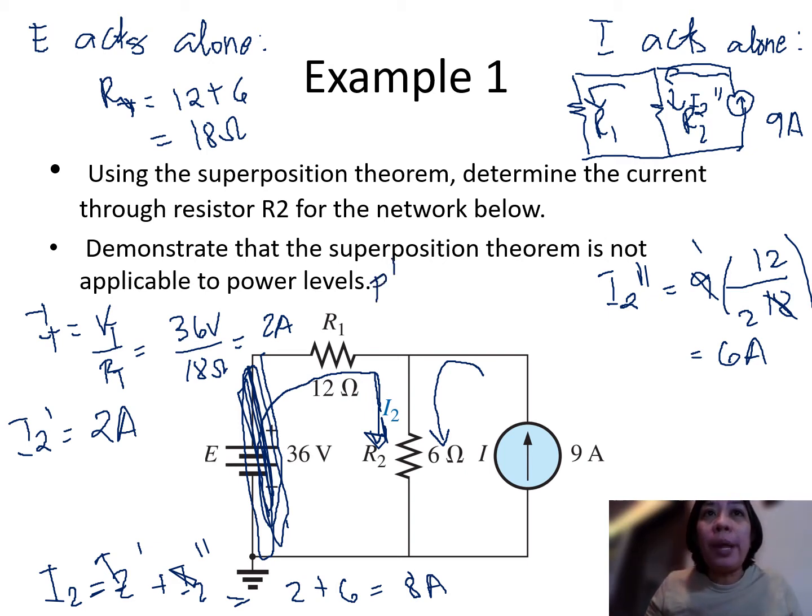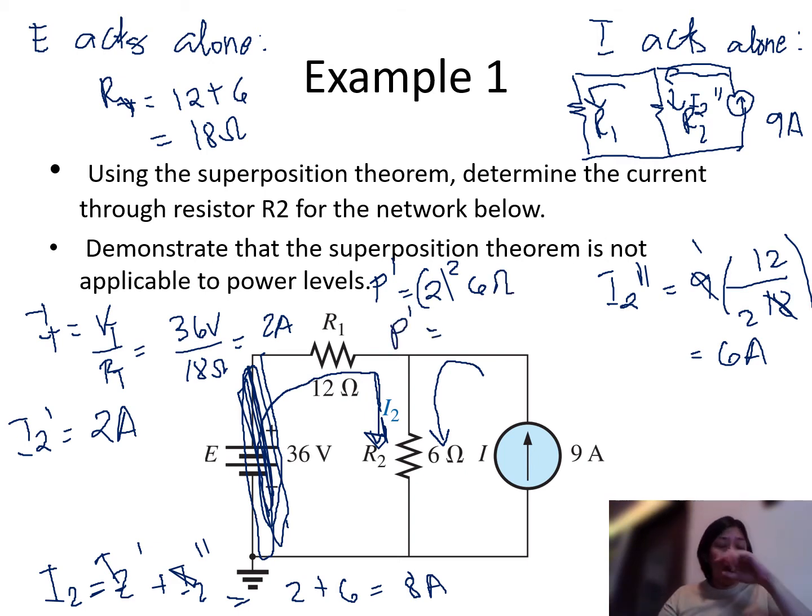Let us call this power prime. That is the power being dissipated when we use the voltage source alone. That is equivalent to 2 amperes, so that is 2 amperes squared multiplied by 6 ohms. So our power prime is equivalent to 2 squared times 6 ohms, and that is equivalent to 24 watts.